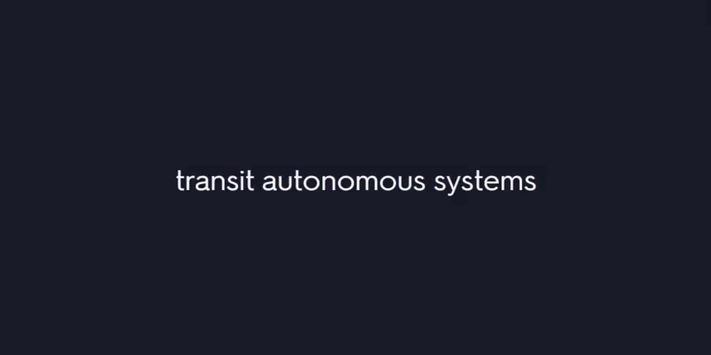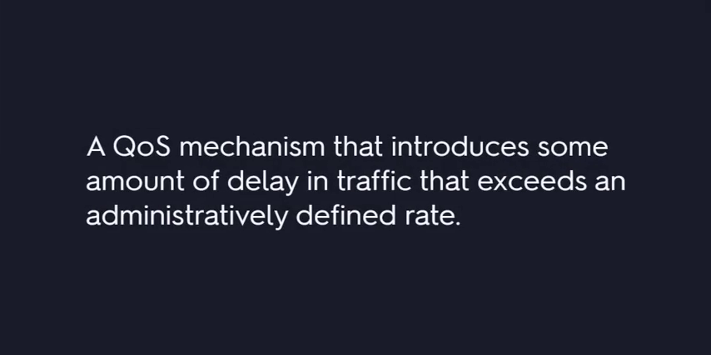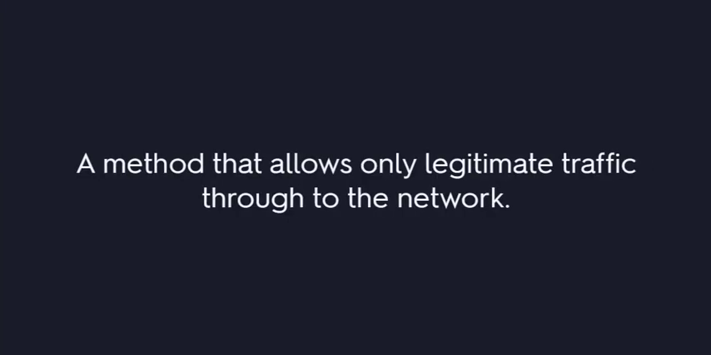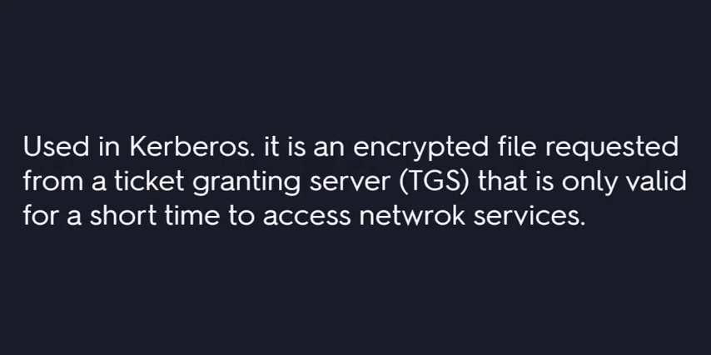Transit autonomous systems. A coerce mechanism that introduces some amount of delay in traffic that exceeds an administratively defined rate. Traffic shaping. A method that allows only legitimate traffic through to the network. Traffic filtering. Used in Kerberos, it is an encrypted file requested from a ticket-granting server that is only valid for a short time to access network services. TGT.